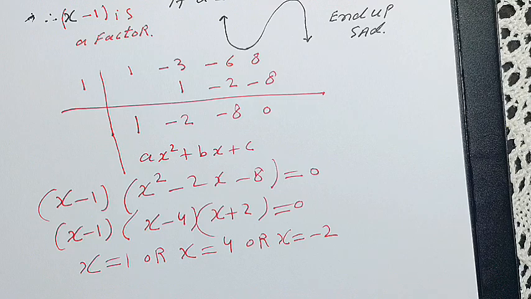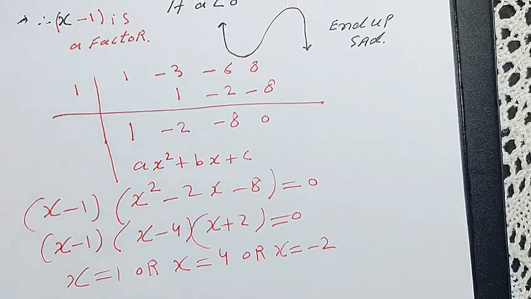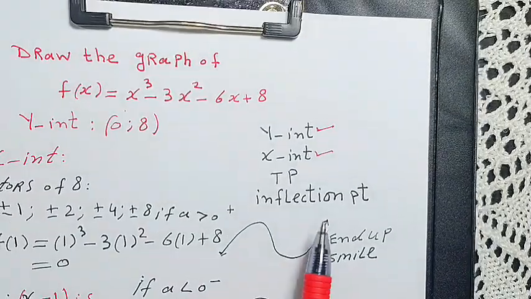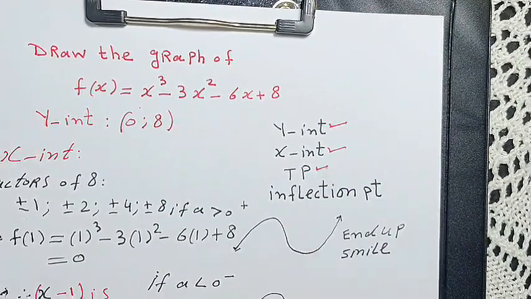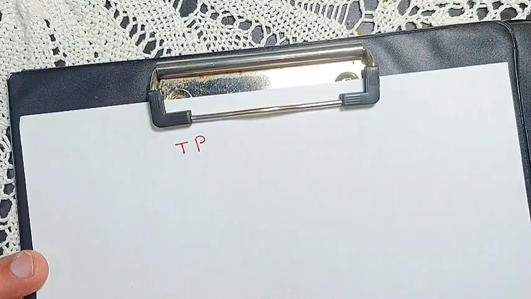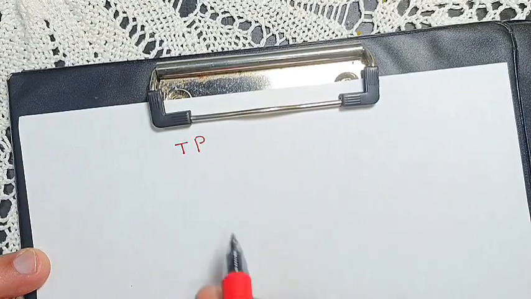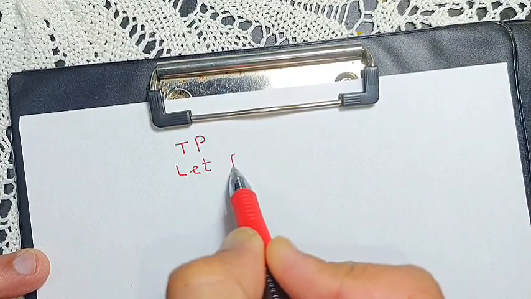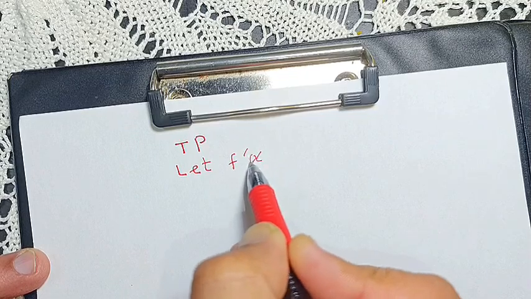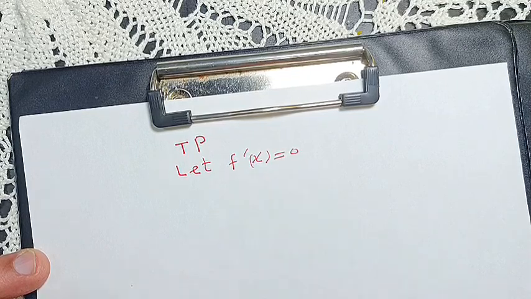Now we got the x-intercept, we got the y-intercept. So now to sketch the graph we need a turning point also. So now we're going to find the turning point. To find the turning point, let the first derivative equal 0. The first derivative must be equal to 0.